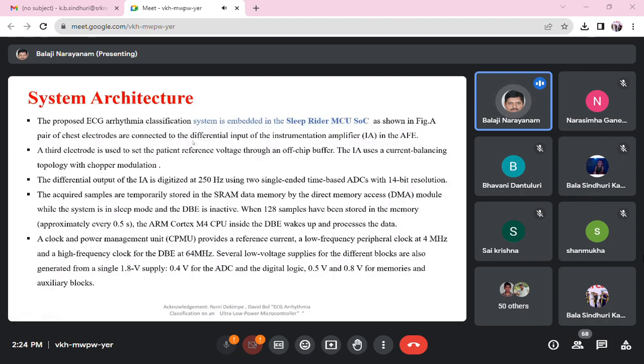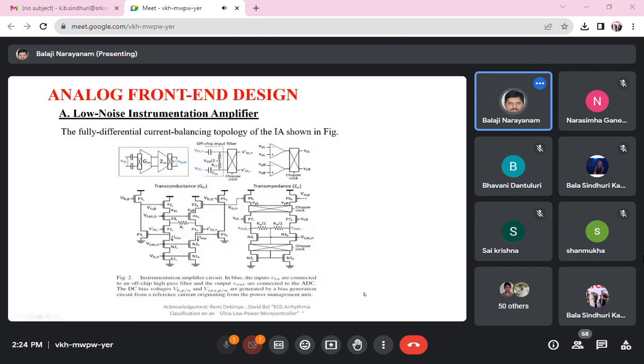Several low voltage supplies for the different blocks are also shown here. These blocks generate a 1.8 volt supply, 0.4 volts for the ADC and the digital logic, and 0.5 volts and 0.8 volts for the memories and auxiliary blocks. You can see multiple voltages are being used. For the ADC, the voltage being used is 0.4 volts, and 0.5 volts and 0.8 volts for the memory units and the auxiliary blocks.